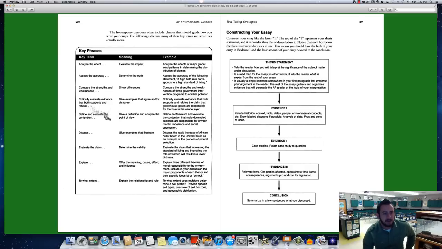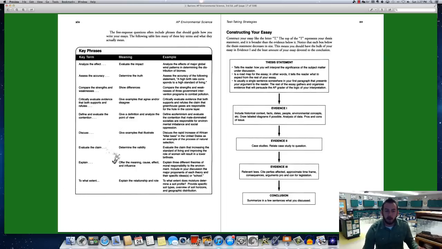Define and evaluate the contention, which means give a definition and then analyze the point of view behind it. Again, right or wrong answers? Possibly, but it depends on which side or point of view you take. Discuss means give examples that illustrate what you're trying to talk about. Evaluate the claim. Determine the validity. So how valid is this data or is this situation, and kind of go forth with that.